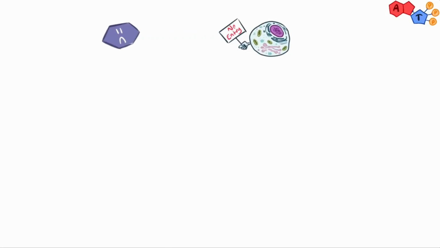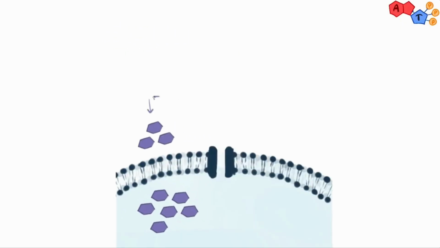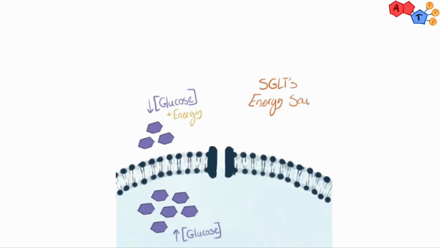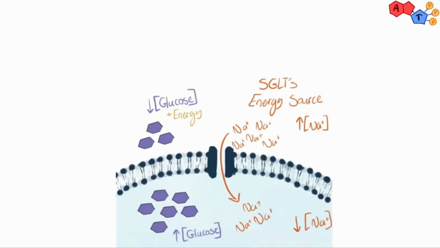This is done by two systems, which are the sodium-dependent cotransporter system, SGLT, and the protein transporter system, GLUT. Sodium-dependent cotransporters require energy in order to move glucose from the outside of the cell, where there is lower concentration, to the inside of the cell, where there is higher concentration. In this case, energy is supplied in the form of sodium's concentration gradient. This system is mainly used in the renal tubules and in the intestinal epithelium.